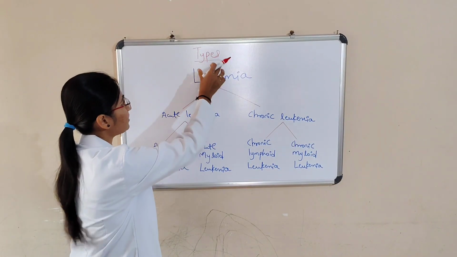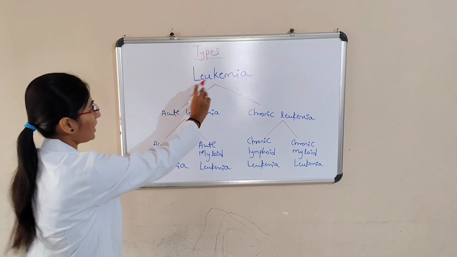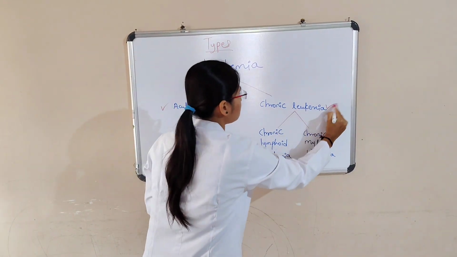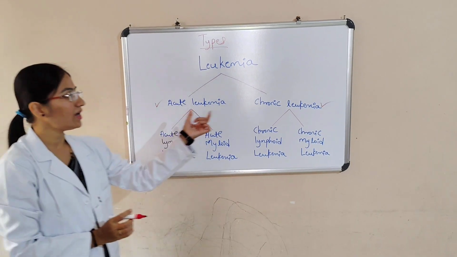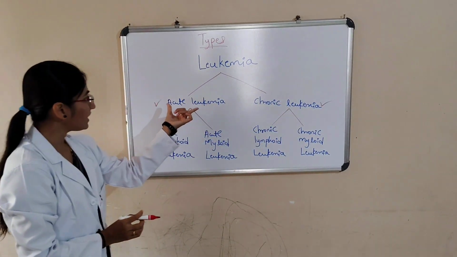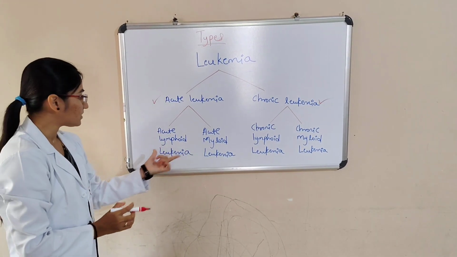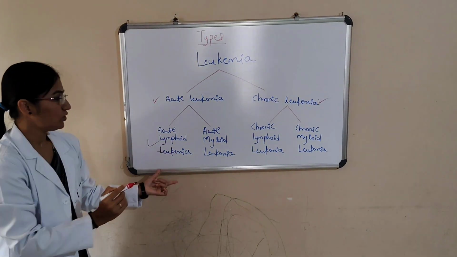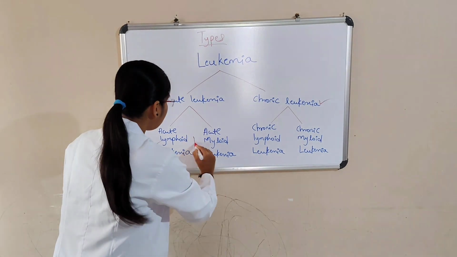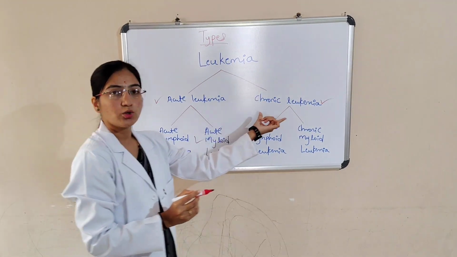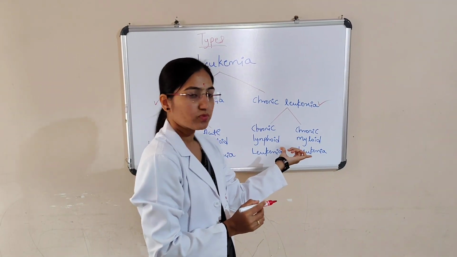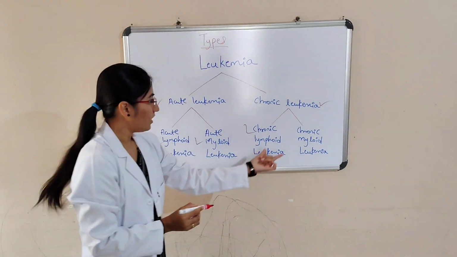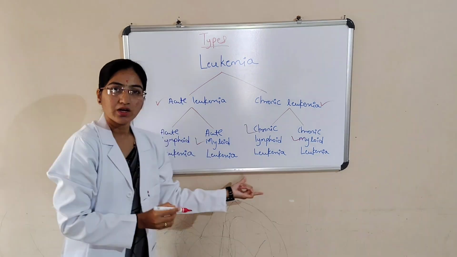Next we'll see the types of leukemia. Leukemia has two types: acute leukemia and chronic leukemia. Acute leukemia is again divided into two types: acute lymphoid leukemia and acute myeloid leukemia. And chronic leukemia is also divided into two types: chronic lymphoid leukemia and chronic myeloid leukemia.